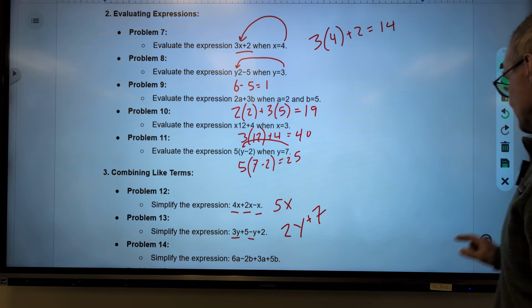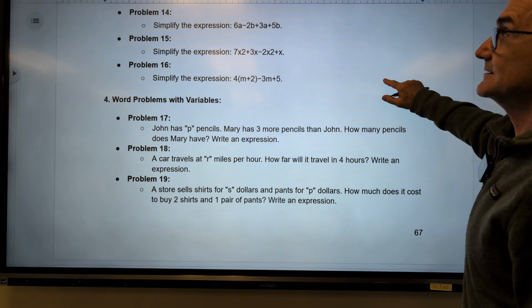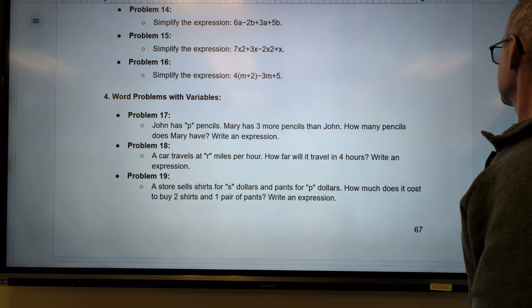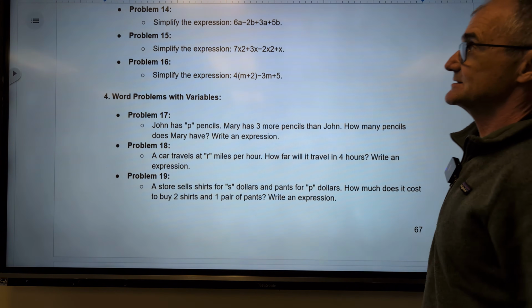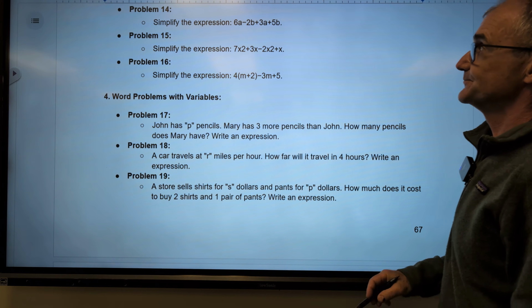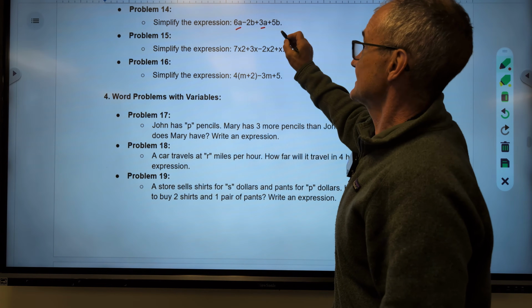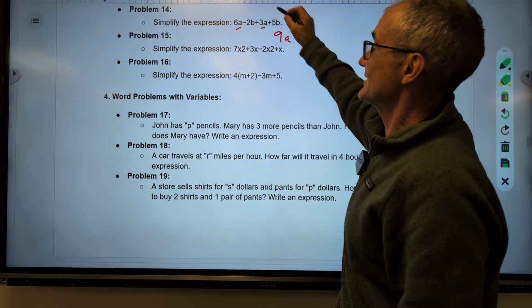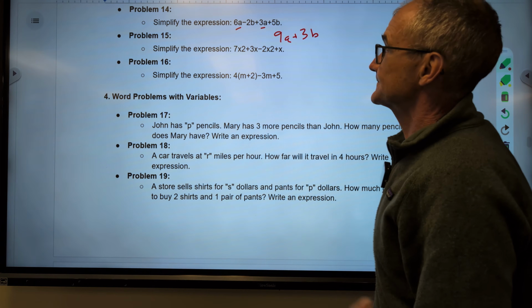Let me move it up for problem 14. So problem 14, simplify the expression. Again, we're not looking at equations. We're just combining similar terms without an equals. Multivariable expression, 6a and 3a is 9a. 5b minus 2b is 3b.